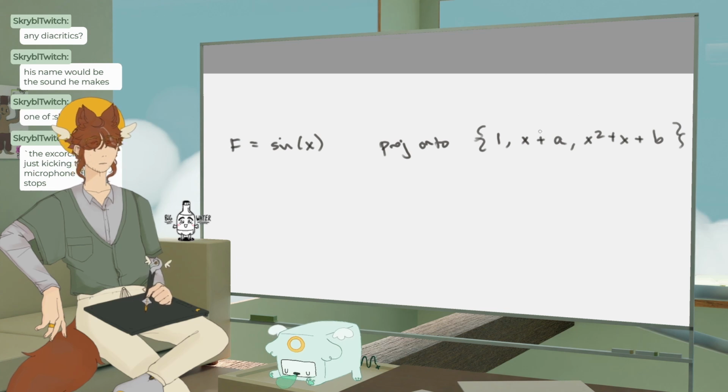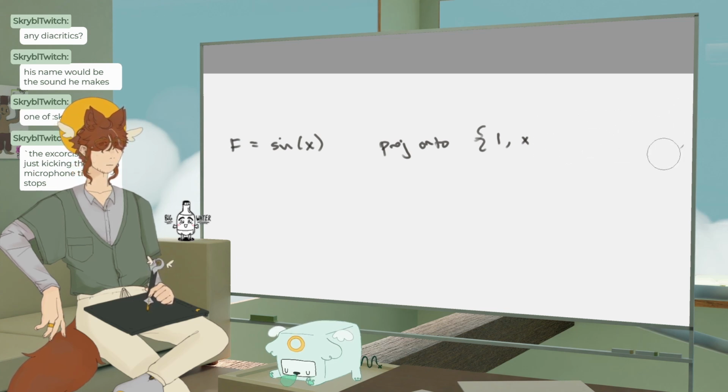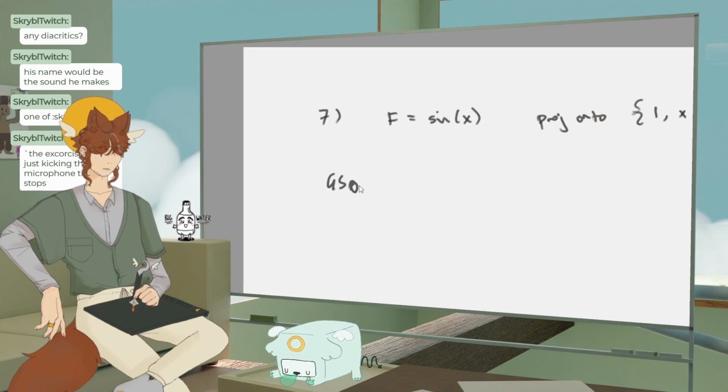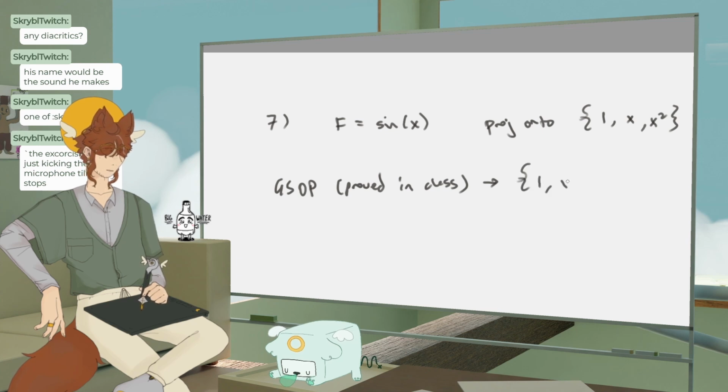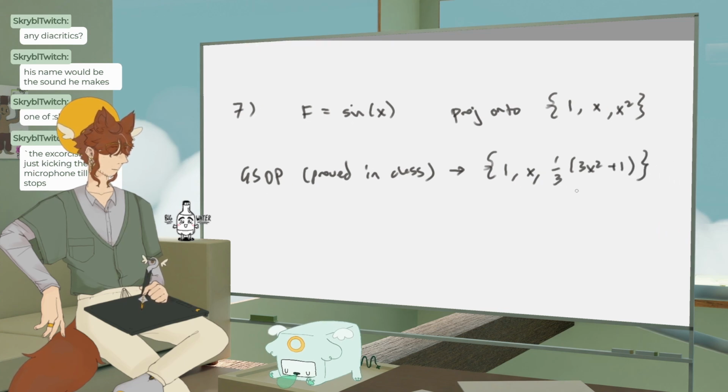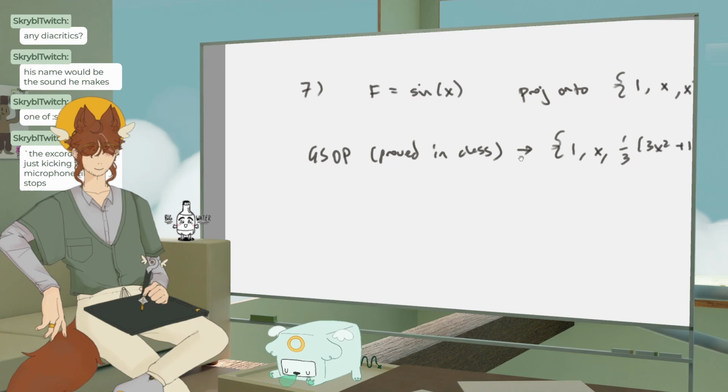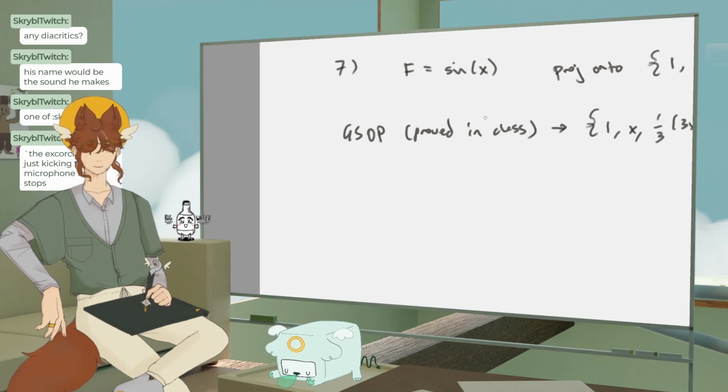I'm gonna have to ask him about this. I'm gonna leave it as x squared, and we're gonna state the orthogonal basis. GSOP proved in class. He's gonna hate that. It's 1, x, 1/3 x, 1/2 x squared plus 3... 3x squared plus, no, 1/3 3x squared plus 1. I mean, the most important part is the projection of sine x, right?